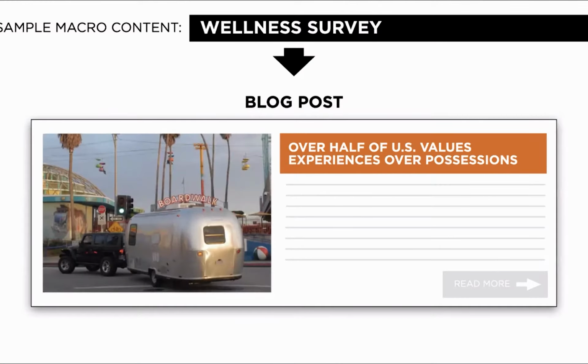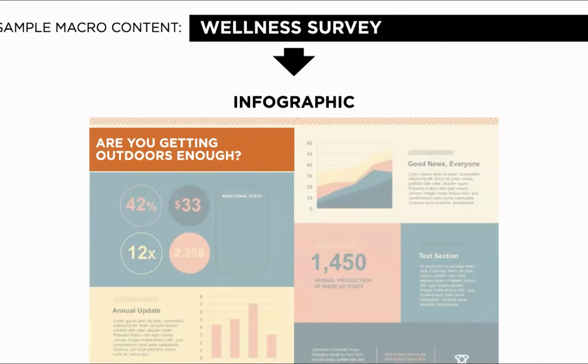We also had, for macro content, a blog post where we said over half of the US values experiences over possessions. One of the things was we were kind of laddering into experiences because this is a brand that delivers a lot of experiences. And so we said, okay, people value that. We had a blog post that went further into that. That was macro content. We also had a macro content infographic where we actually said, are you getting outdoors enough? So we took a subset of experiences, which is outdoors, and then we dove deeper into that macro content.